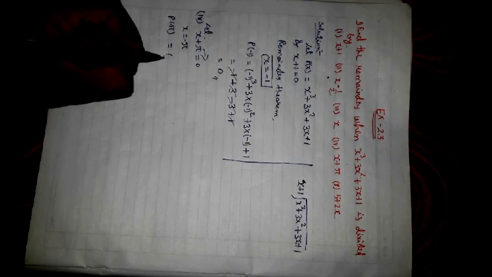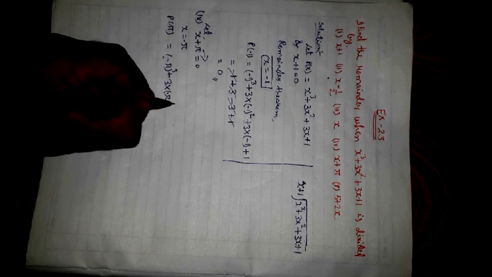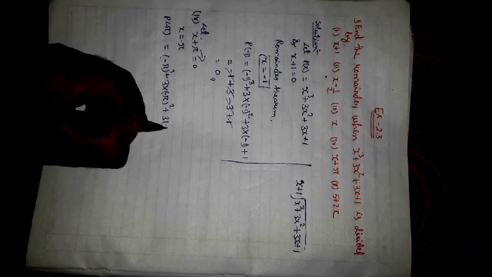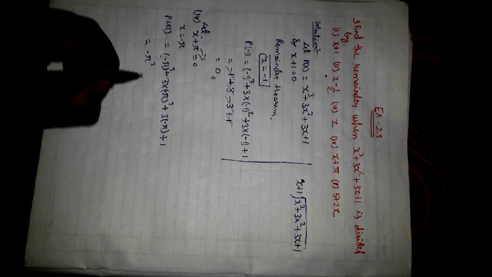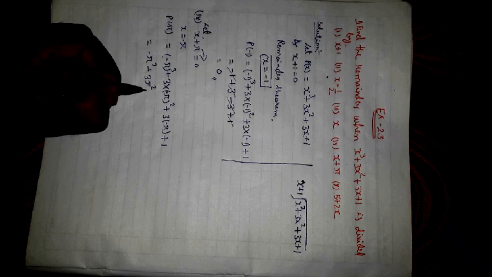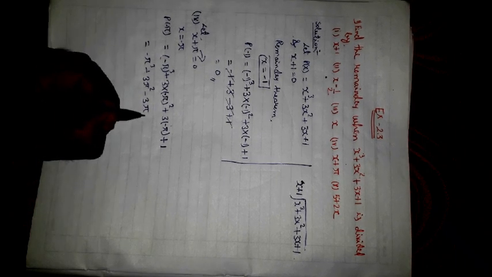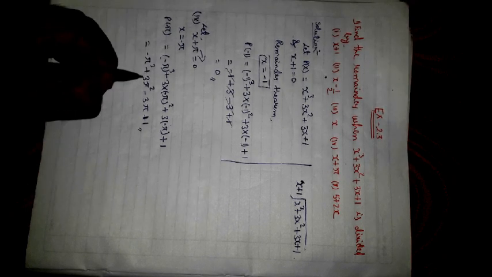Then x cube, same thing, we have minus pi cube, plus 3 into x square means minus pi square, plus 3 into x means minus pi, and finally I have plus 1. So minus pi cube will be here, minus pi square will be plus 3 pi square, and finally minus 3 pi plus 1. Now we cannot solve it further, so it will be the answer.